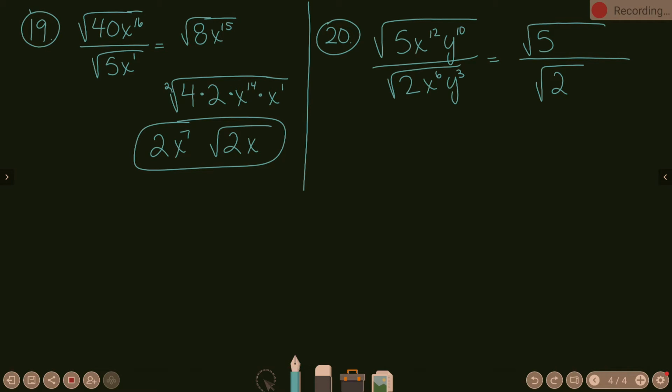Now, what do we know about x's? In order to do x to the 12th divided by x to the 6th, x to the what? 6. 12 minus 6, which is 6, right? And because there are more x's on top, that x to the 6th is going on top. On bottom, the y's. What about y to the 10th divided by y to the 3rd? That's y to the 10 minus 3, which is y to the 7th. Again, there were more y's on top, so I'm putting that y on top.